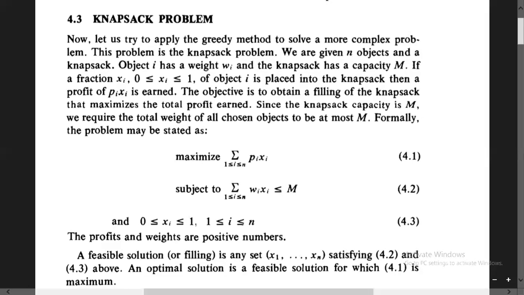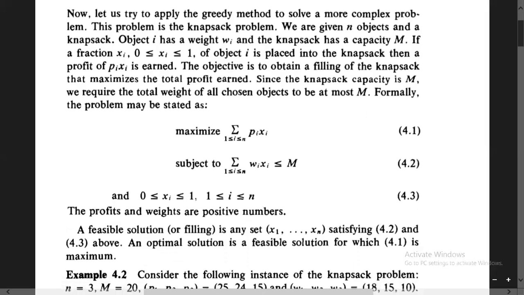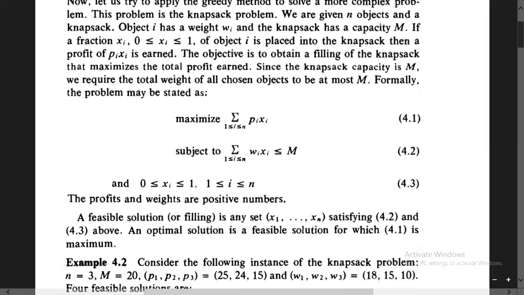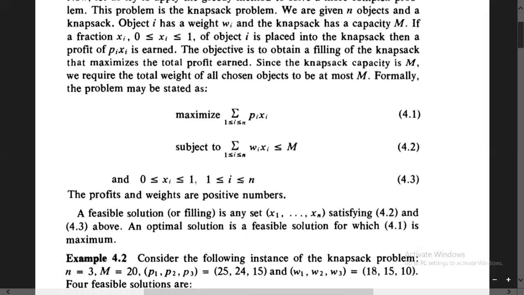Okay, and again like yesterday, there are so many feasible solutions. Out of the feasible solutions, one will be the optimal solution. Which is the optimal solution in our case? The one which gives us the maximum profit. That is the combination of items which will give us the maximum profit. That is going to be the optimal solution.